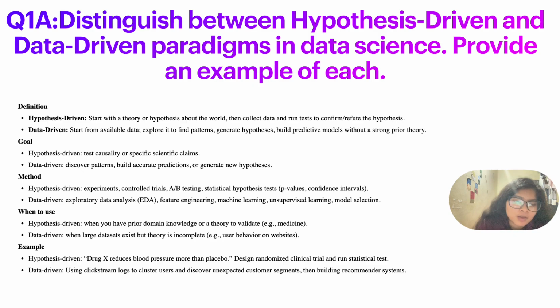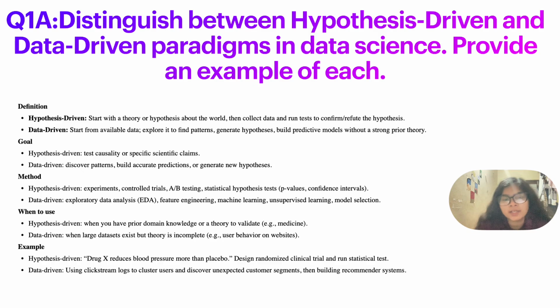When to use? Hypothesis driven is used when you have prior domain knowledge or theory to validate, and data driven when a large data set exists but theory is incomplete. We already have a data set, theory is incomplete, we don't have a statement ourselves. Example: drug X reduces blood pressure more than placebo. So we already have a statement.